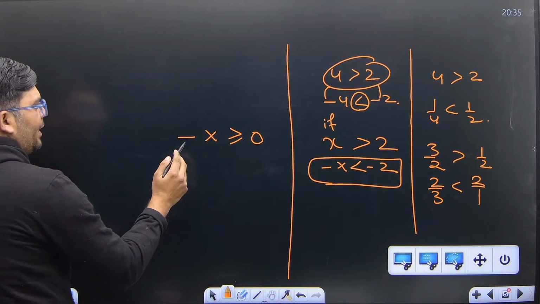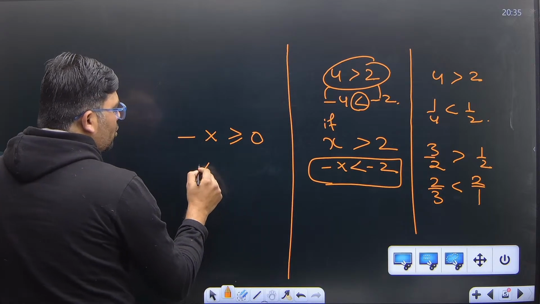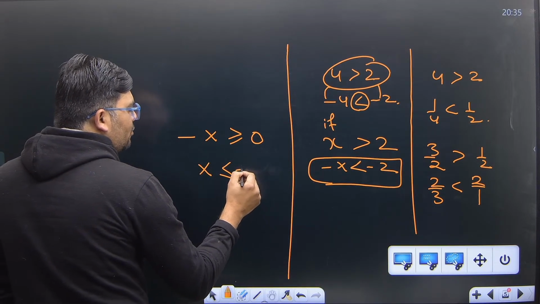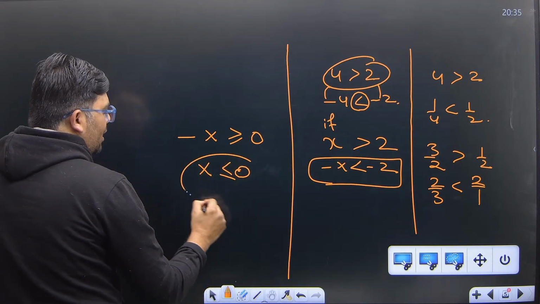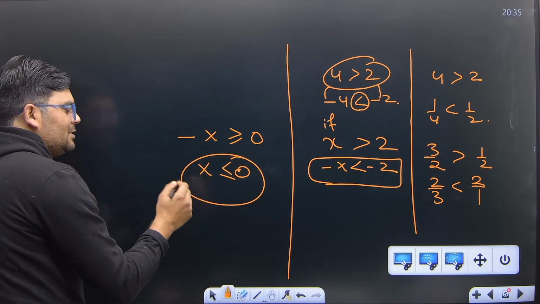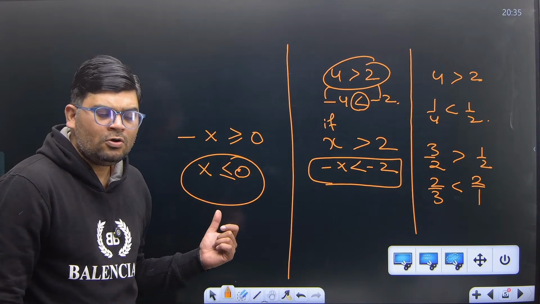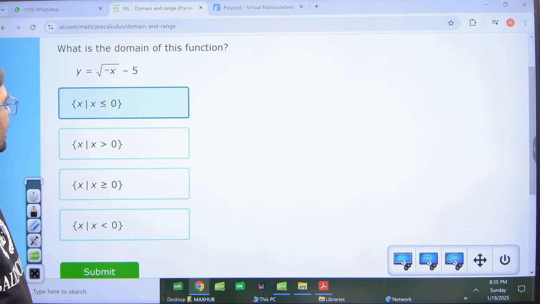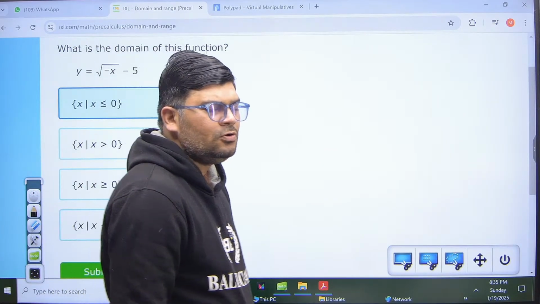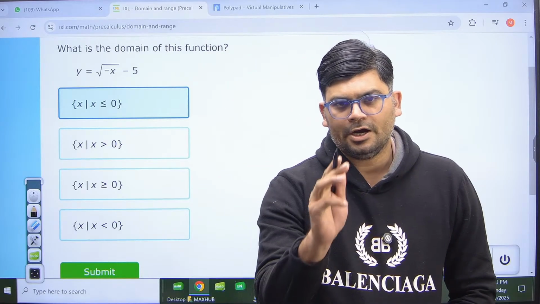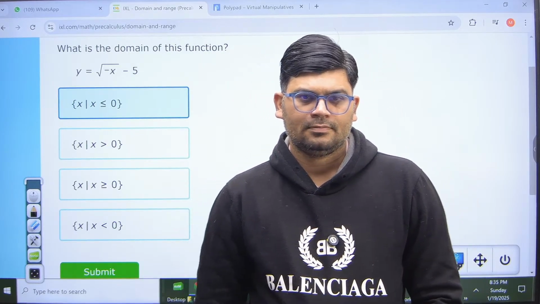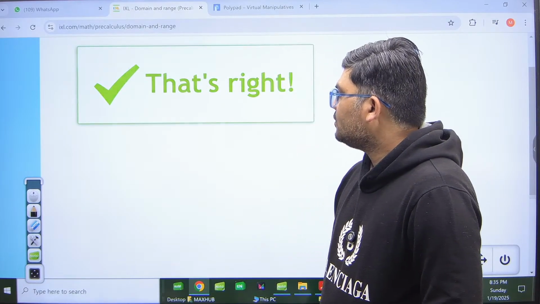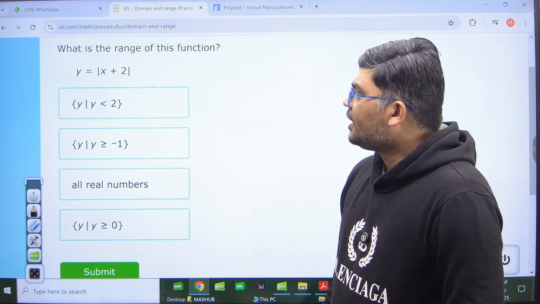Okay, so here minus x is greater than or equal to 0. So x is less than or equal to, minus will go on the other side, minus 0, which is equal to 0 again. So the answer is x is less than or equal to 0. So the domain of this function is x less than or equal to 0. Understood? Sure? Yeah. Good one.